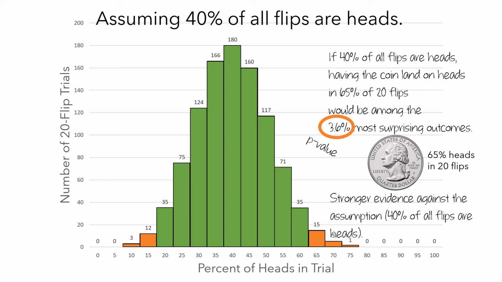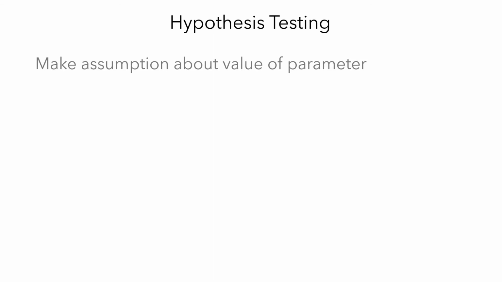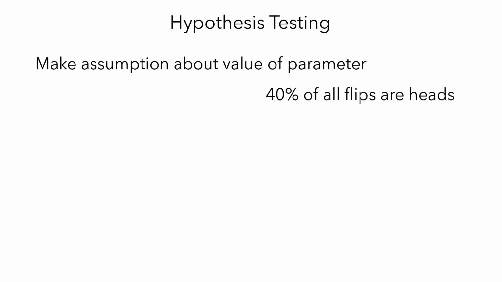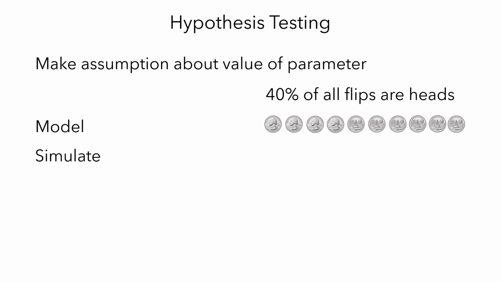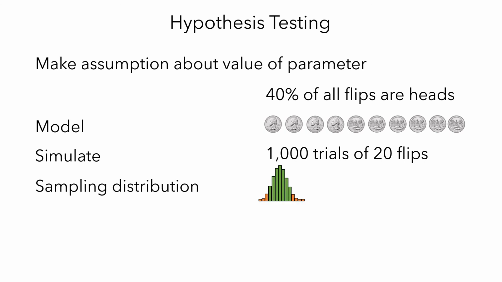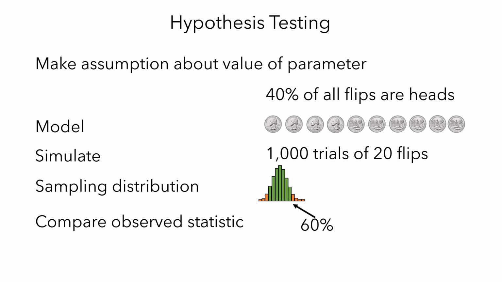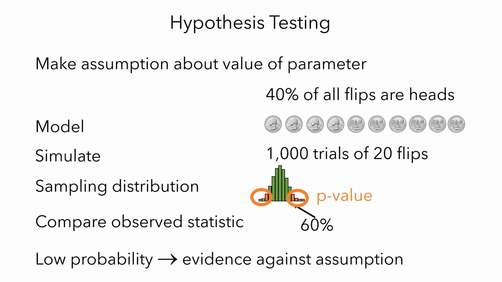Now, let's summarize what we've seen here. What we did was to test a hypothesis. Specifically, we first made an assumption or hypothesis about the value of the parameter. In our case, we assumed that 40% of all flips of the coin would be heads. Then we created a model to match the assumption. In our case, the model had 4 heads and 6 tails. Then we simulated repeating the study. In our case, we used 1,000 trials of 20 flips each. Then we constructed a sampling distribution from the simulated trials, and we compared the observed statistic of 60% to see how likely it would be to get such a statistic. This probability we computed is called a p-value, and if there was a low probability of getting our observed statistic, then this was evidence against the assumption.